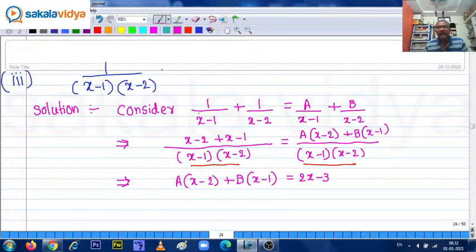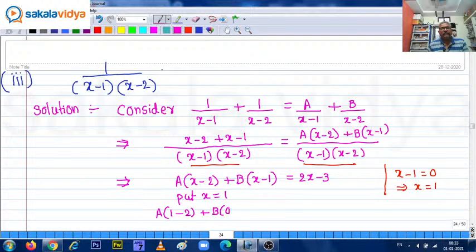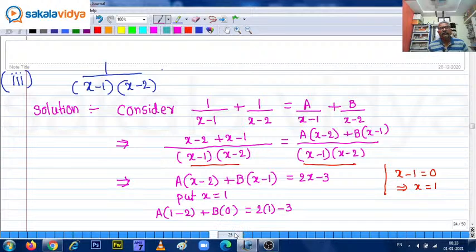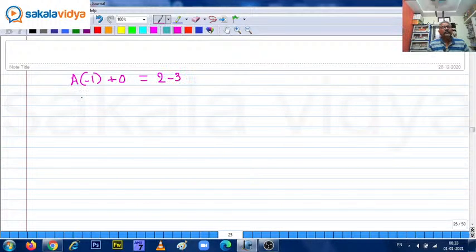Now we need to find out the a value. To find a, we need to suppress the factor x minus 1. Suppress means equate x minus 1 equals to 0. That means x is equal to 1. So put x is equal to 1. We get a times 1 minus 2 plus b times 0 equals to 1. Now a times minus 1 plus 0 equals to 1. So we get minus a equals minus 1. Minus on both sides cancels, we have a equals to 1. Yes, the a value has been determined.